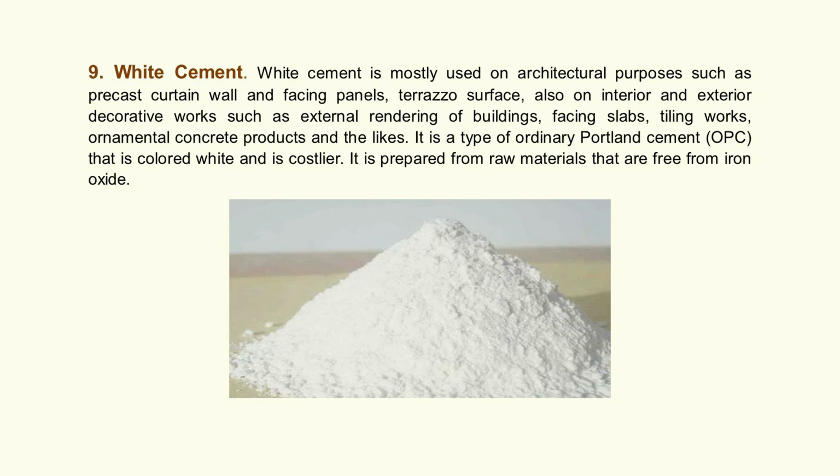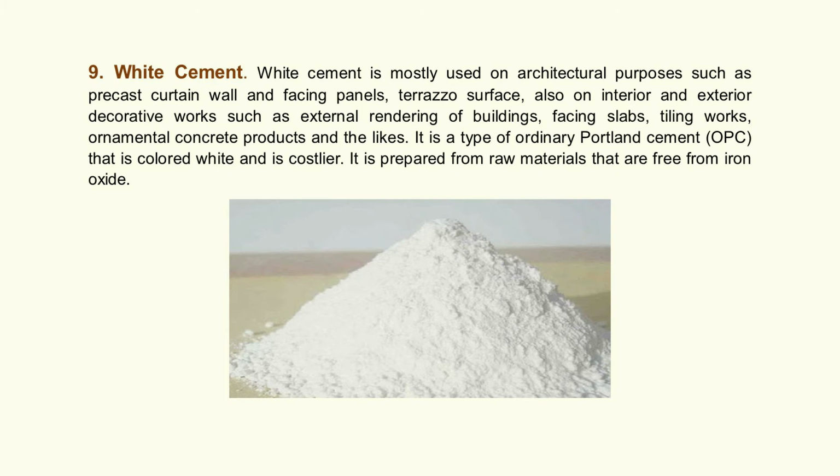Next is white cement. White cement is mostly used for architectural purposes, such as precast curtain wall and facing panels, terrazzo surface, also on interior and exterior decorative works, such as external rendering of buildings, facing slabs, tiling works, or ornamental concrete products, and the likes. It is a type of ordinary Portland cement that is colored white, and it is costlier. It is prepared from raw materials that are free from iron oxide.